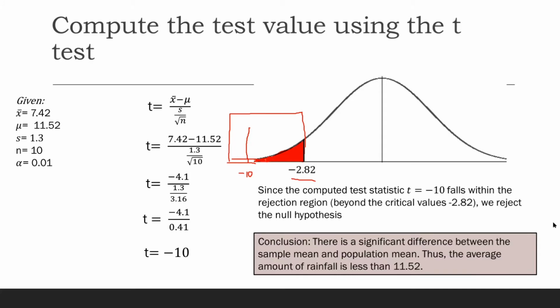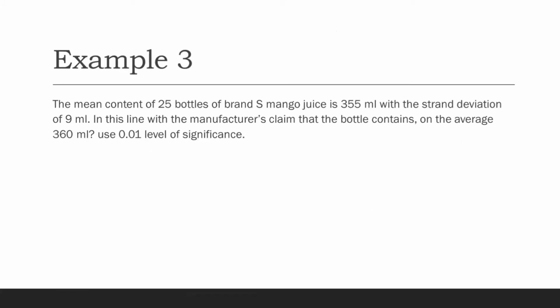So now let's move on to the last example. Example number 3. The mean content of the 25 bottles of brand S mango juice is 355 ml with a standard deviation of 9 ml. In this line, with the manufacturer's claim that the bottle contains on the average of 360 ml. So use the 0.01 level of significance.